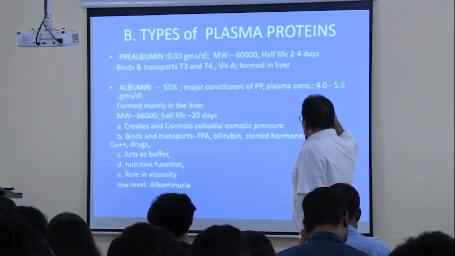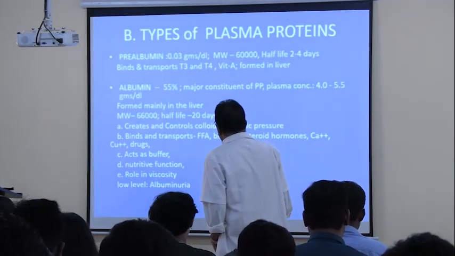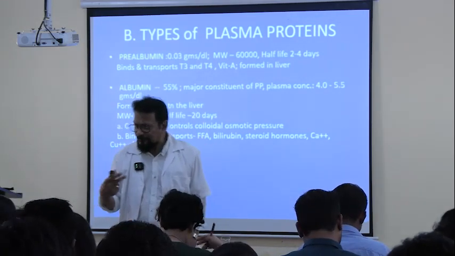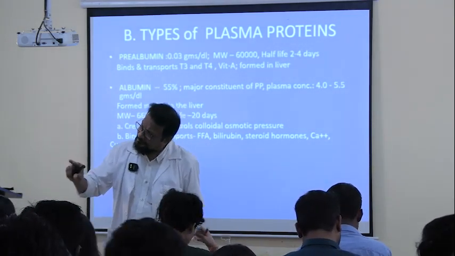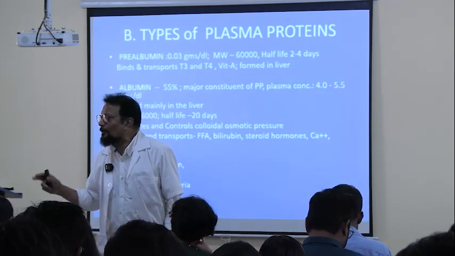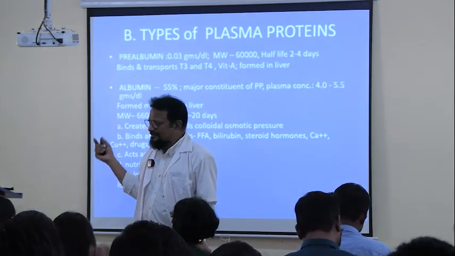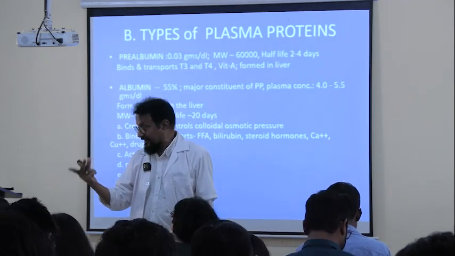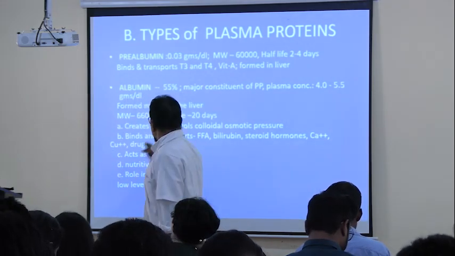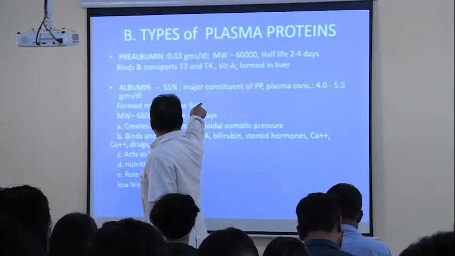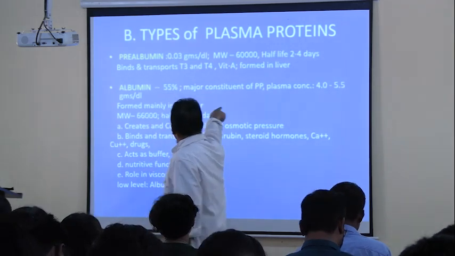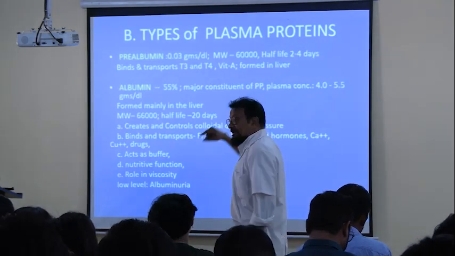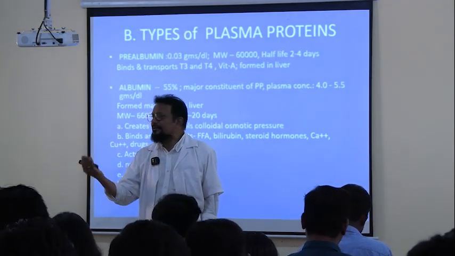Now, whether these plasma proteins in our plasma are permanent, are they going to stay permanently? No. After some days, 7 to 20 days depending on the type of plasma protein, their life is the half-life. Pre-albumin has a half-life of 2 to 4 days, whereas albumin has a half-life of 20 days. What does half-life mean?